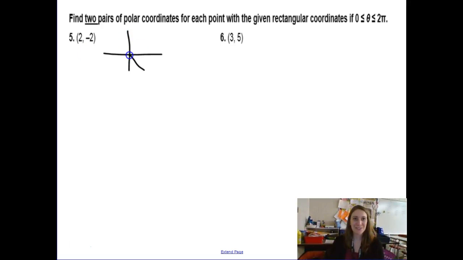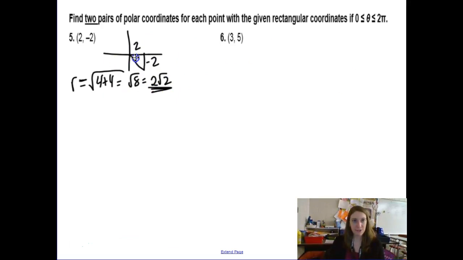All right, 2, negative 2. Now, I know that this is a 45, 45, 90 triangle. So I think I kind of already know what's going on here. I'm going to go ahead and find the r by using our formula. So let's see, what is that? Square root of 2 squared plus 2 squared. 2 squared plus 2 squared, the square root of 8, which of course is 2 square root 2. So I kind of already knew that because it was a 45, 45, 90 triangle.